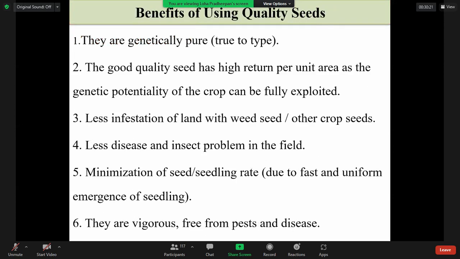Then we will see what benefits we are having. We are talking about the seed and quality seeds. In which way can we identify the quality seeds? Especially the physical purity, then genetic purity, then moisture content of the seed, as well as seed health. Those four things we have to look into.